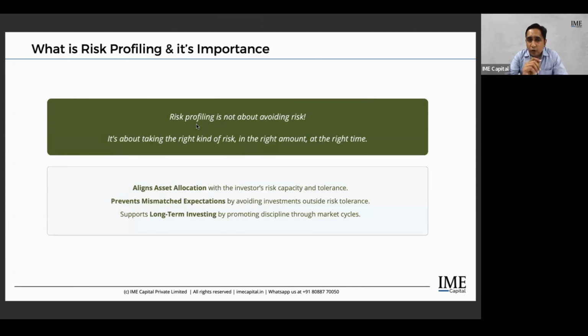Now, what is risk profiling? Risk profiling is not about avoiding risk. It's about taking the right kind of risk in the right amount and at the right time, helping you ensure that your asset allocation is aligned with your risk capacity and tolerance. It prevents mismatched expectations by avoiding investments that are outside your risk tolerance. And it supports long term investing by promoting discipline across market cycles.